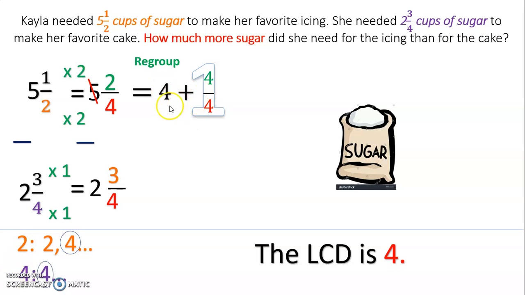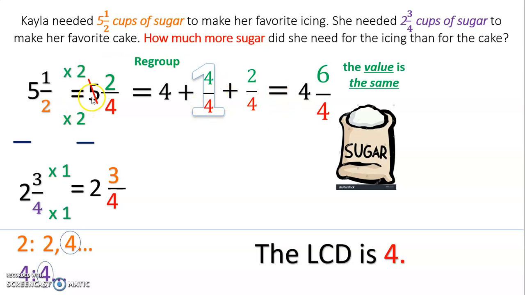So now that we have regrouped our 5, we are now making sure that we also add in our 2/4. So our 4 plus our 1, which we readjusted to 4/4, will also add our 2/4, will end up giving us 4 6/4. And I know that may look a little bit different, but the value is still the same. So we have readjusted 5 2/4. We regrouped our 5 and made it a 4 plus 1. Our 1 became a fraction 4/4, and we also included our 2/4 to have 4 6/4.